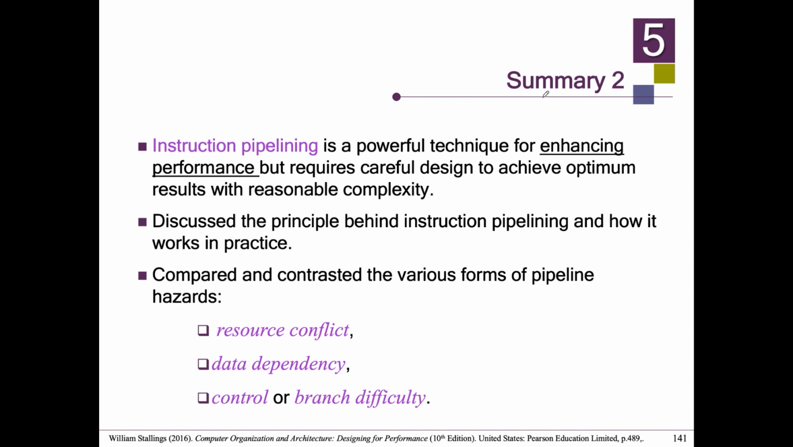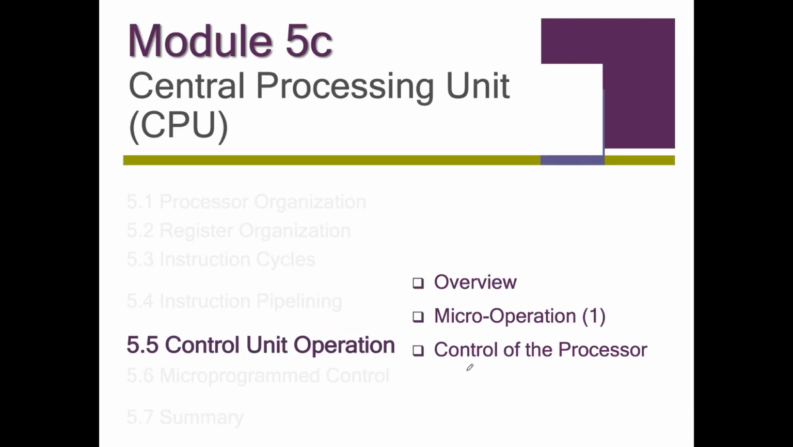So what is the summary after you have been through all of this? Instruction pipeline is a powerful technique for enhancing performance but requires careful design to achieve optimum results with reasonable complexity. We discussed the principles behind instruction pipeline and how it works in practice. And lastly, we compared the various forms of pipeline hazard, which are resource conflict, data dependency, and control or branch difficulty. So that is about your 5.4.